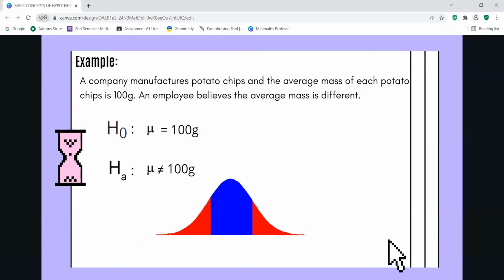The second claim says that it is different from the original claim. So our alternative hypothesis will be: population mean is not equal to 100 grams. With this, the test that we are going to use will be a two-tailed test. Next.